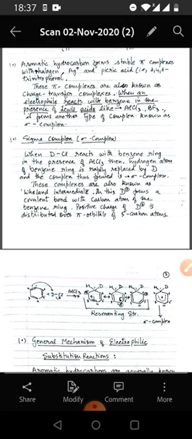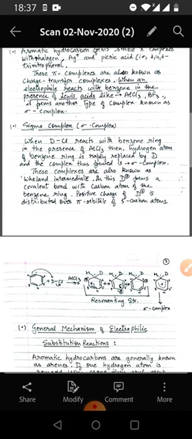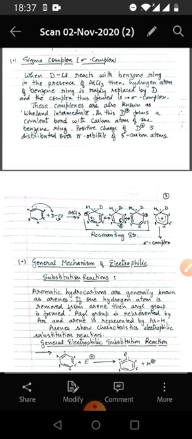Now we come to another type of complex. It is seen that when an electrophile reacts with benzene in the presence of Lewis acids like AlCl3 or BF3, it forms another type of complex known as sigma complex. So when DCl reacts with the benzene ring in the presence of AlCl3, the hydrogen atom of the benzene ring is rapidly replaced by D, and the complex thus formed is the sigma complex.